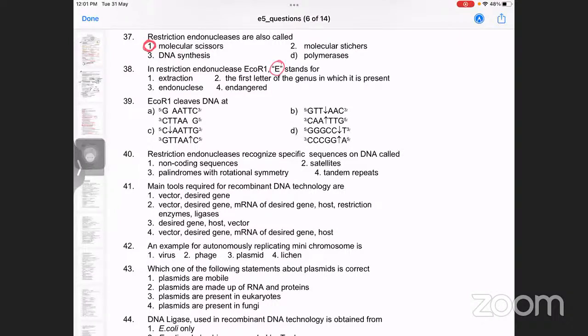EcoRI. E stands for the first letter of the genus from which it is extracted. So E. coli is extracted from Escherichia coli, isn't it? So E stands for the first letter of the genus from which it is obtained. The first letter represents the bacterium from which it is derived, and it is always written in capital.